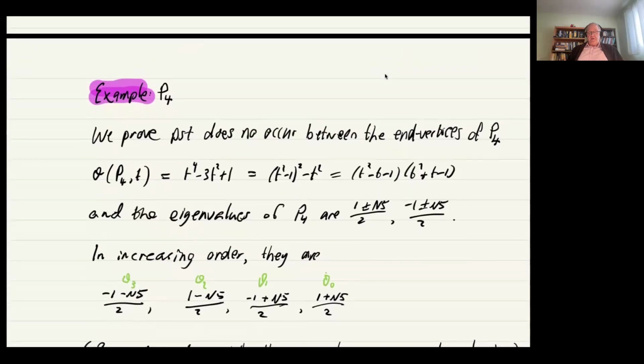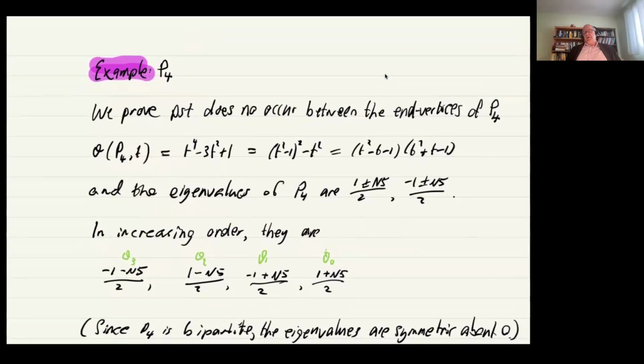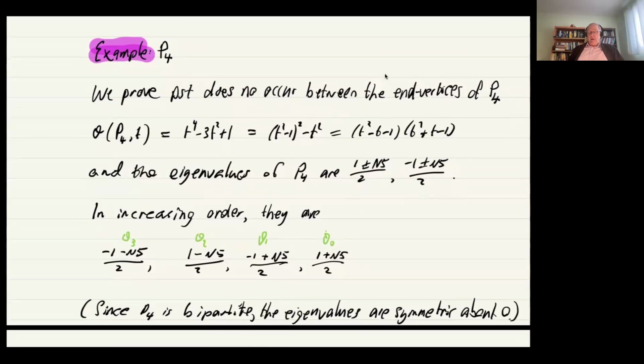So let's put this to an example. We proved that P2 had perfect state transfer and that P3 had perfect state transfer. So by engineering induction, there should be perfect state transfer for Pn for all n, but unfortunately that doesn't quite work. We're going to prove you don't get PST between the vertices of degree 1 in P4.